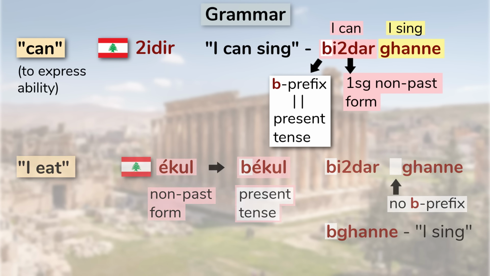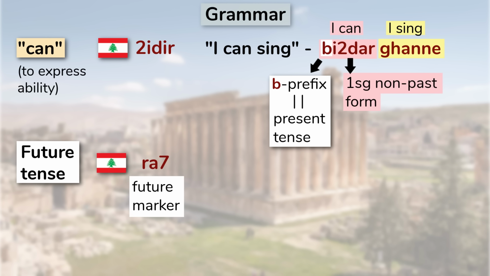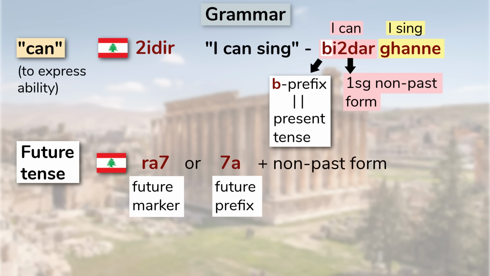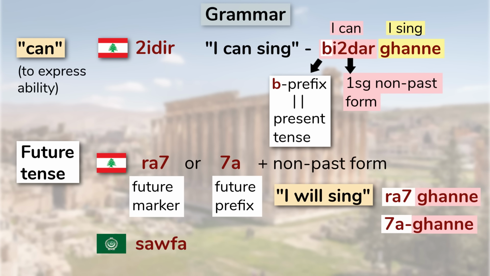I sing. To form the future tense in Arabic, something else comes before the non-past form, the future marker راح or the prefix ح. So I will sing is راح غني or حغني. In MSA, a different future tense marker is used, سوف or the prefix س. سأغني. I will sing.